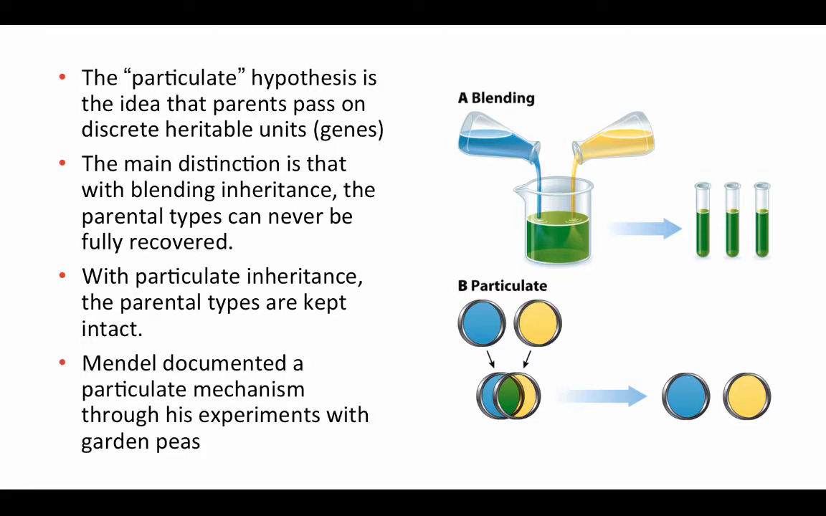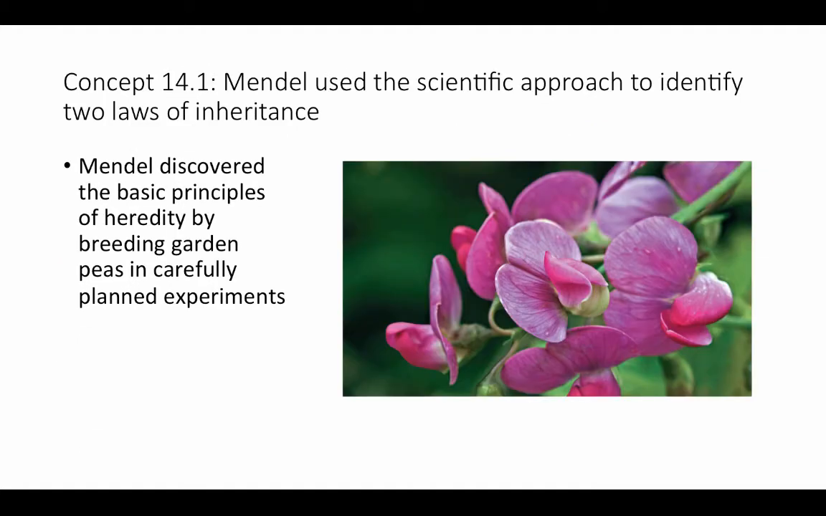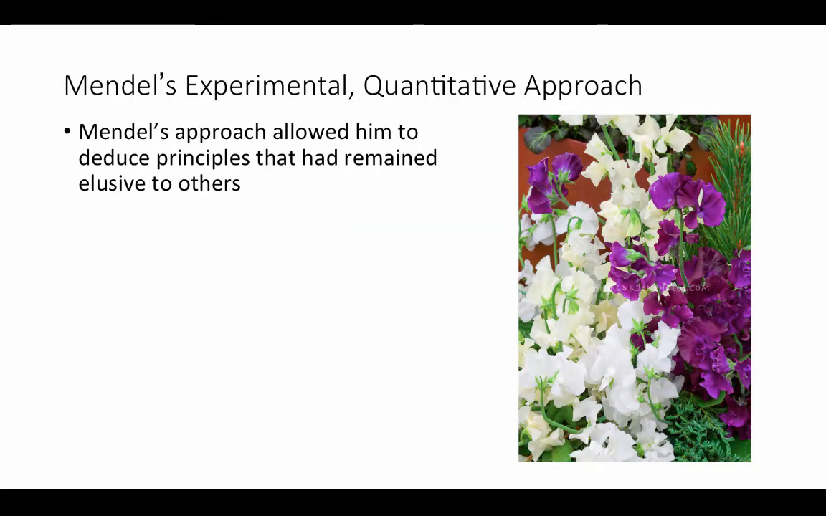So one of the things Mendel did was document a particulate mechanism, and he did this through experiments with garden peas. So first we're going to think a little bit about the approach Mendel used, how he used the scientific method to identify two of the very most important laws of inheritance. So Mendel discovered these basic principles of heredity by breeding garden peas in very carefully controlled experiments. So let's take a look at his approach.